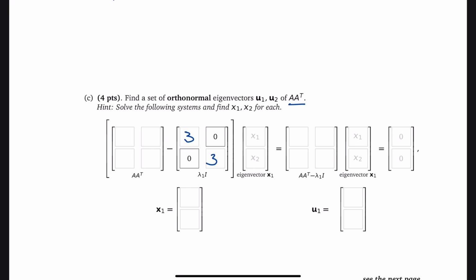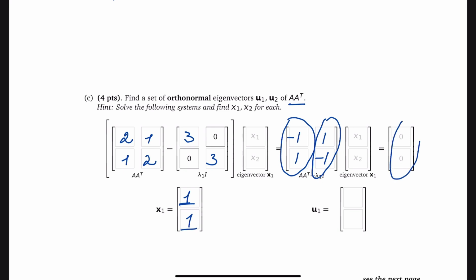So the AA transpose is 2, 1, 1, 2. And if I subtract this 3 from its diagonal entries, it's going to be minus 1, 1, 1, minus 1. So you see, these two columns are really similar. So which operation will just make their linear combination to be equal to 0? So essentially, if you just sum them, right? If you multiply the first column by 1, and the second column by 1, and if you sum them, we're going to get simply 0 and 0 here, right?